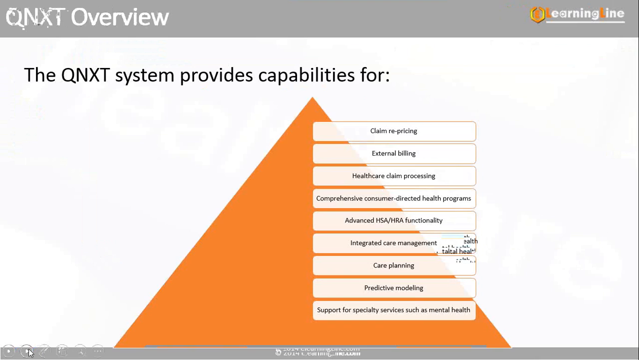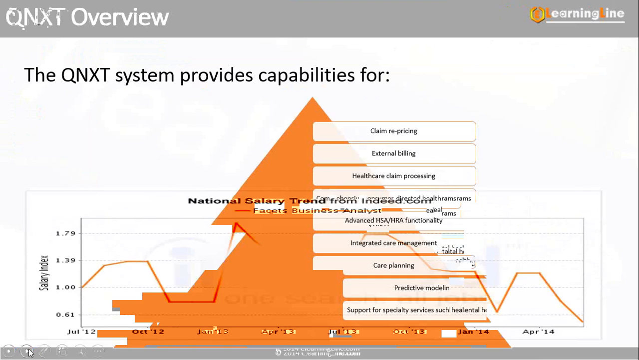Now how do you make a decision? To understand that, you need to see how the salary trend is and where it is going. As you see, Facets had a little downfall in April 14. And why is that? There are many things which have happened, which have impacted the market. But it's not like Facets has gone down. It means the other applications have gone up. And what exactly I'm trying to explain, you will learn when we talk about QNXT, and then you will be able to see the transition.